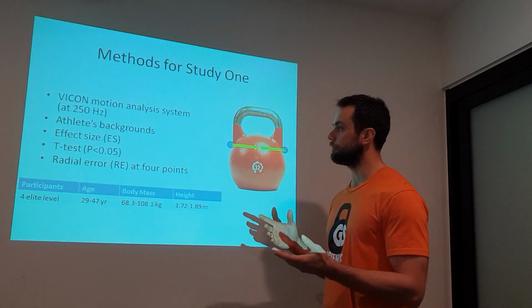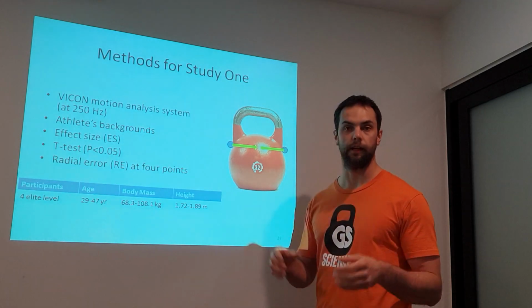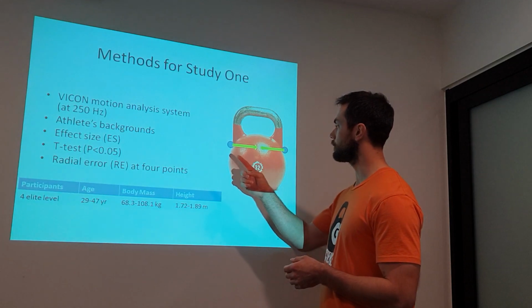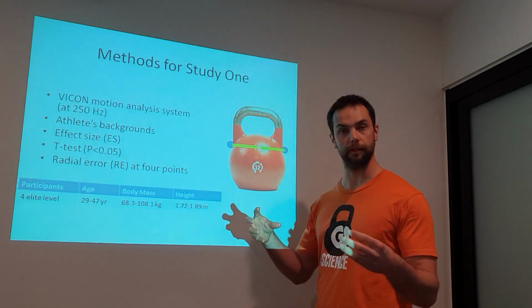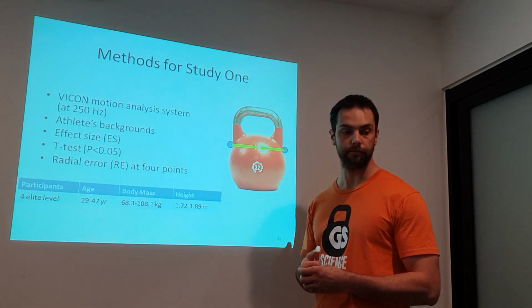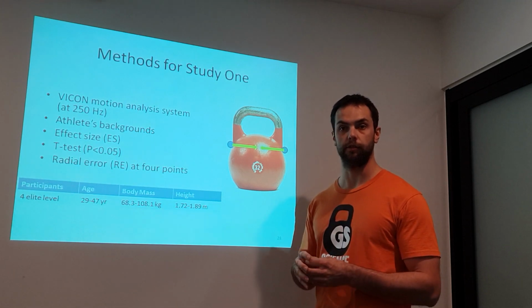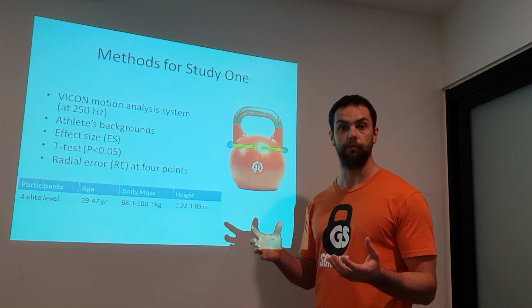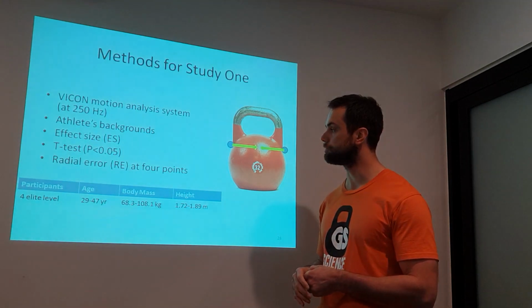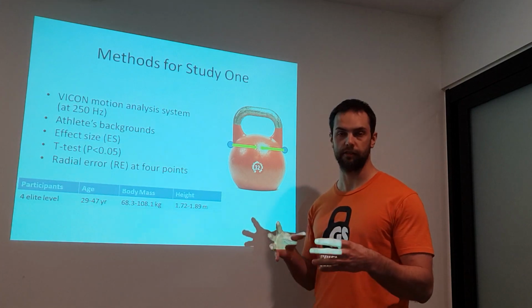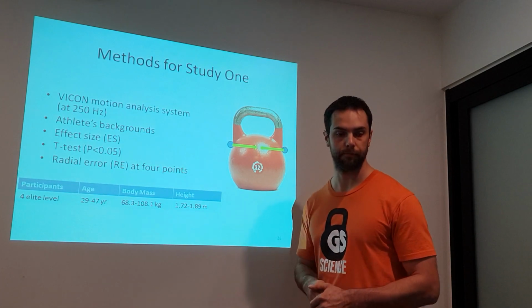We basically used infrared cameras sampling at 250 times a second. They documented the trajectory of two markers we placed on the kettlebell handles. So we're quite lucky in that we got to recruit 4 ex or current world champions. And we looked at the variability of their trajectory and the differences in certain points.